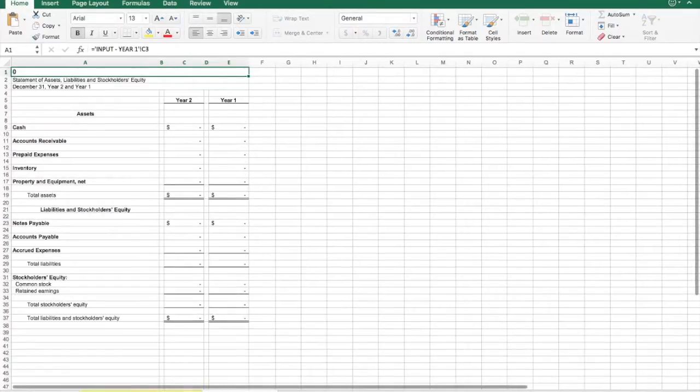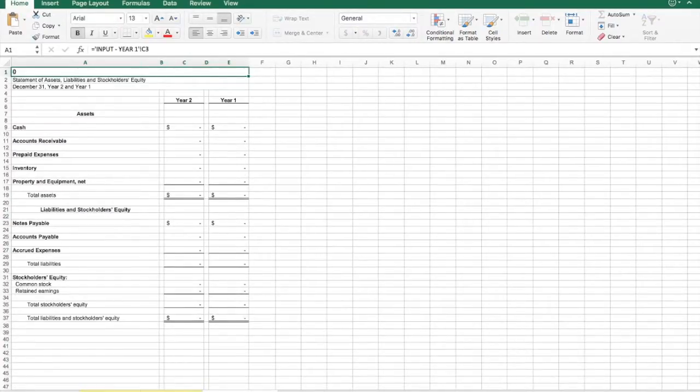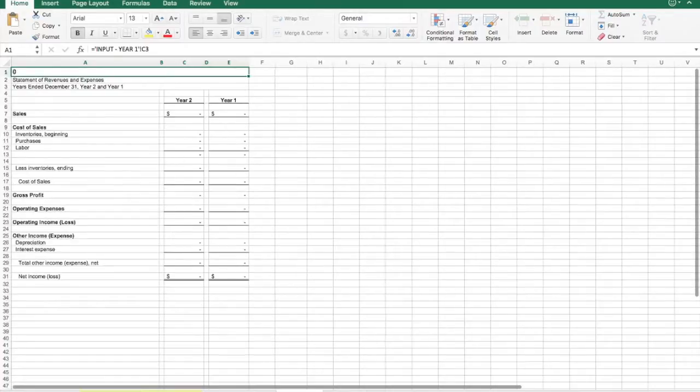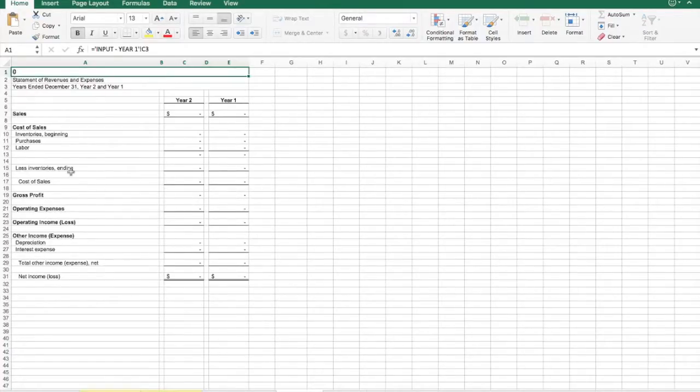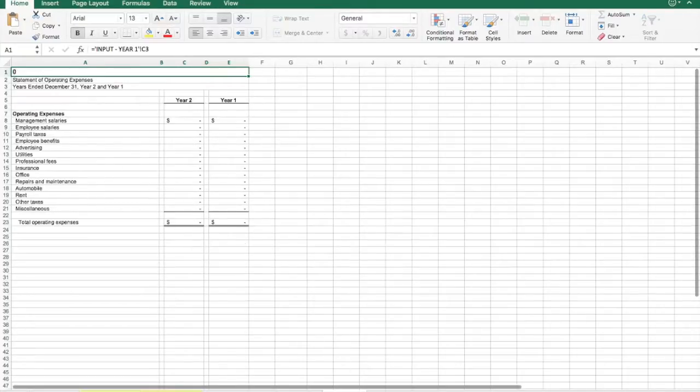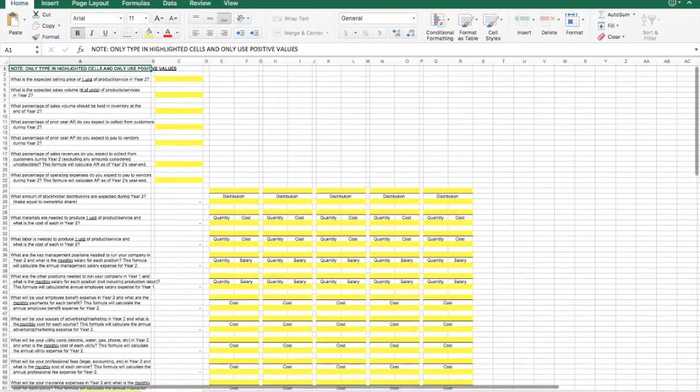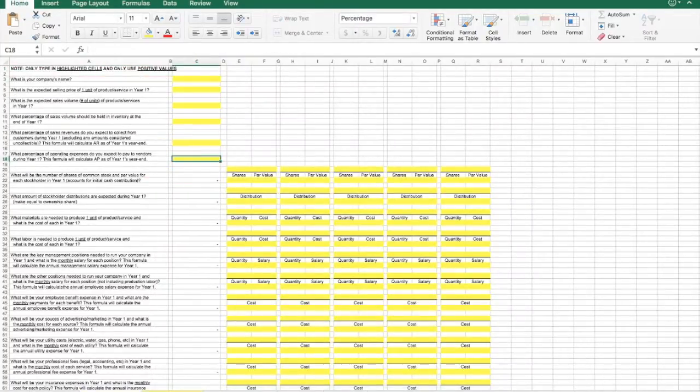So the financial statements, the first one is your statement of assets, liabilities, and owner's equity. That's a big, long way to say balance sheet. So this is your balance sheet. The following one is revenues and expenses, which is basically your profit and loss. So this is your income statement or P&L. And then the operating expenses is what the judges are going to look at. That's the only one that actually breaks out individual accounts to the expenses that you've projected over here on your input sheets.